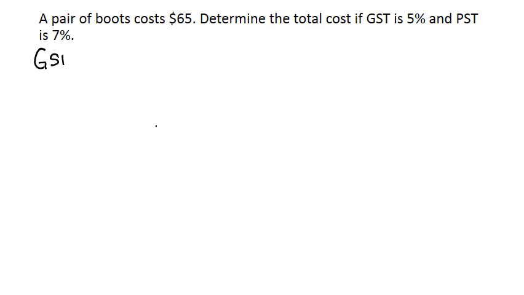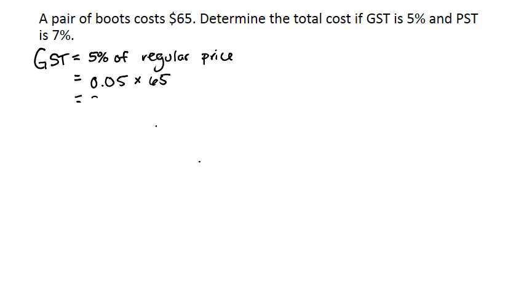Well, GST is equal to 5% of regular price. So that would be 0.05 times our regular price of $65. Now you're going to want to calculate this. And we get that the GST is equal to $3.25.